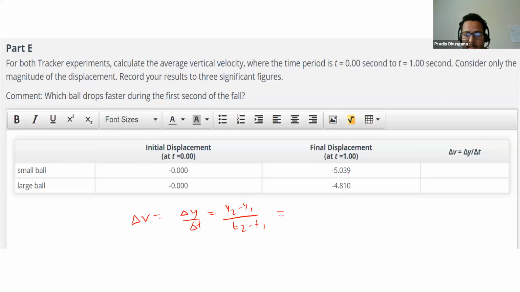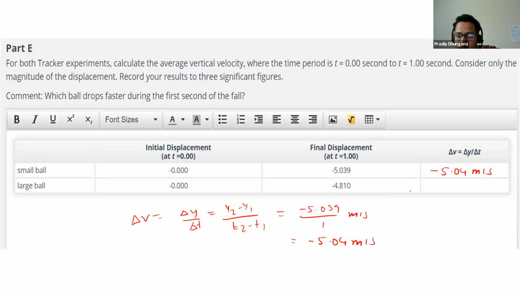So in that case, -5.039 minus 0, so this is just 0. Over, oops, sorry, the time is 1 only. Erase that part. Sorry for that. That is just 1 meter per second. So it nearly becomes -5.04 meters per second if I round it to 3 significant digits. So -5.04 meters per second.